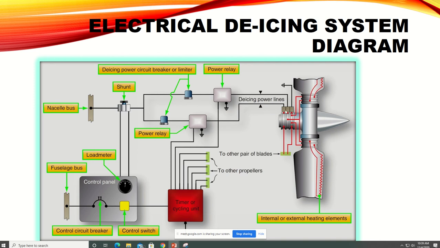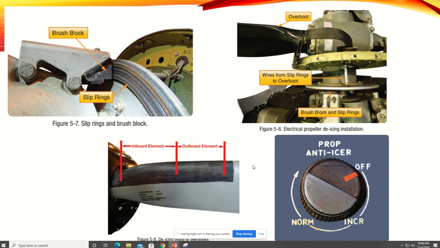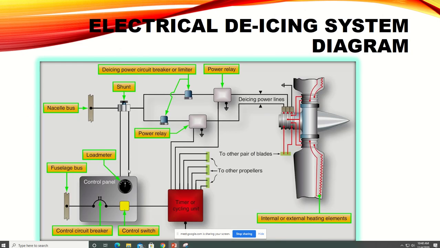And then it goes through to the timer or cycling unit, to the propeller, to the other pair of blades, if they have two or more propellers. So it goes through the relay, one relay goes to the brush to the slip rings. Slip rings will rotate, so it will supply electrical power to the heating elements of the blade. Okay, we'll see the real picture. I hate this diagram. This diagram is not for electrical avionic guys. I'm not that kind of person, but I can read the components.